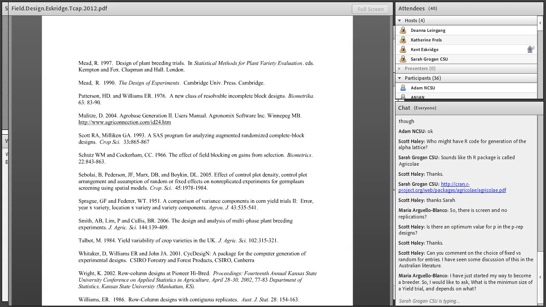Scott Haley says, can you comment on the choice of fixed versus random for entries? I have seen some discussion of this in the Australian literature. This is kind of a philosophical issue. For me, it depends on your problem. Even before you go to the field, you need to know what population you want to make a statement about. Are you really talking about a random sample of entries from some bigger population?